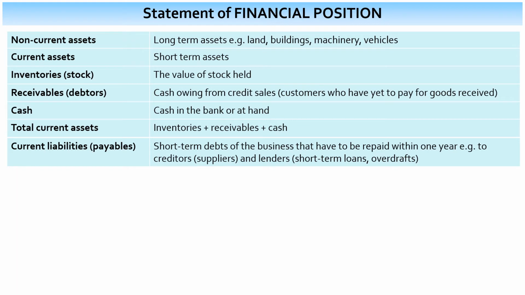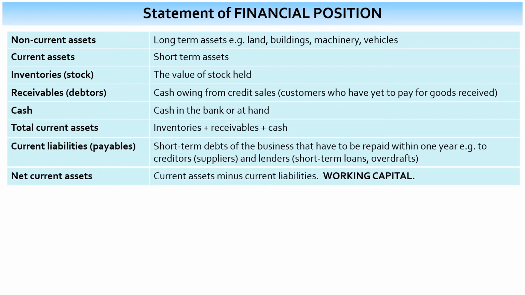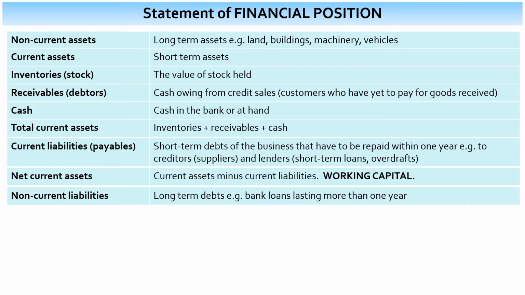We then look at the money the business owes. We've got current liabilities, so debts or monies the business has to repay within one year. For example, to creditors, suppliers perhaps, or to lenders, short-term loans, overdraft. We take the current assets and subtract the current liabilities. We get the net current assets, the working capital, the amount of money within the next year the business should have spare. We then look at non-current liabilities, so long-term debts, for example, bank loans, anything that they need to pay back that's going to take more than a year.